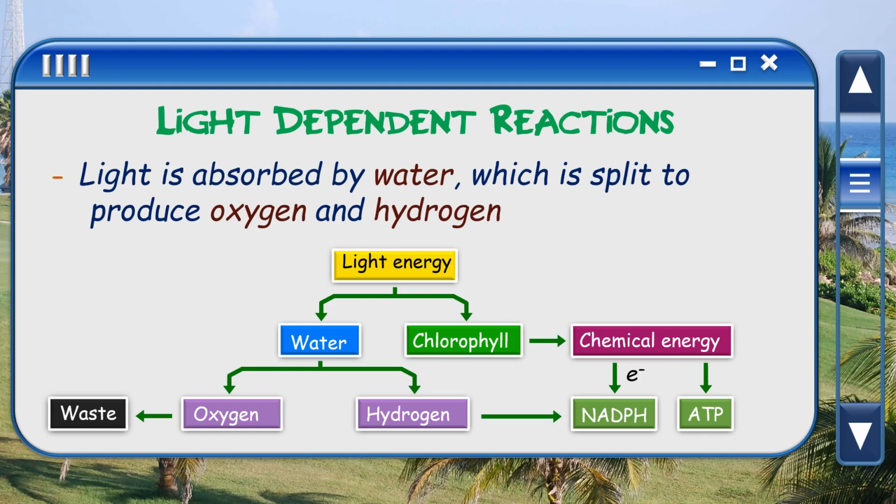Then the light is also absorbed by the water, which is split to produce oxygen and hydrogen. That same light is absorbed by water, and water will produce the hydrogen, and it will also produce the oxygen after splitting up.